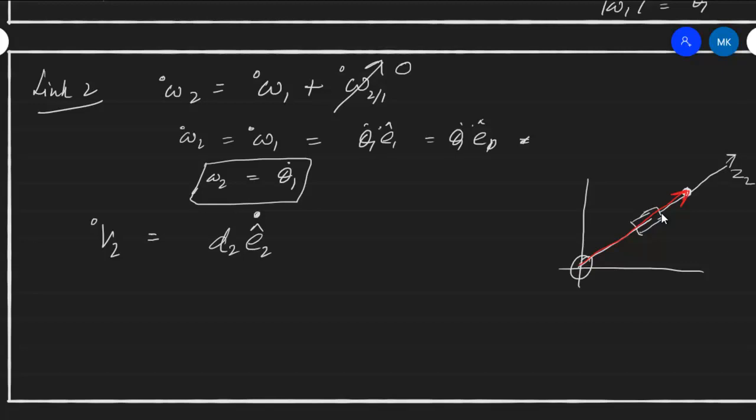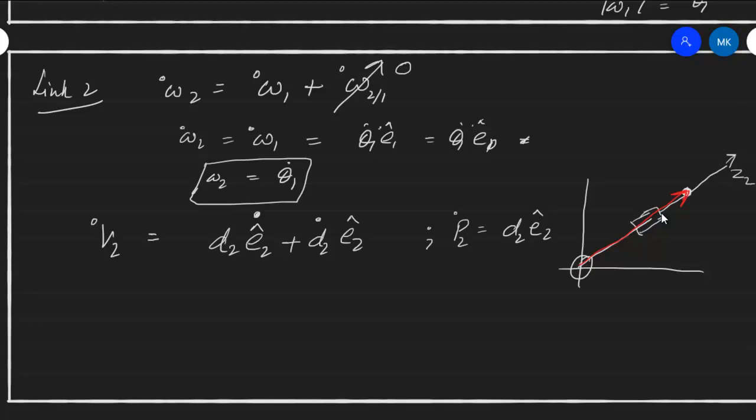Because d2 is also varying, as we have seen, d2 is nothing but the distance between x1 and x2, which is a joint variable in this case. So the time rate of change of this vector d2 e2 will not be just d2 e2 dot, it will be plus d2 dot e2. This is because the position vector, if we want to write p2, was nothing but d2 e2. Alright, so time rate of position vector is v2, which is d2 e2 dot plus d2 dot e2.